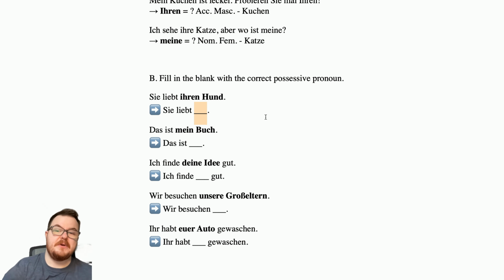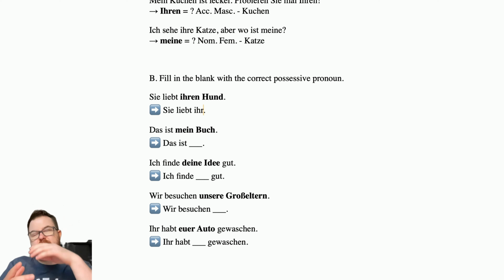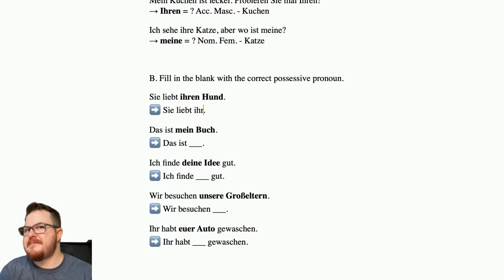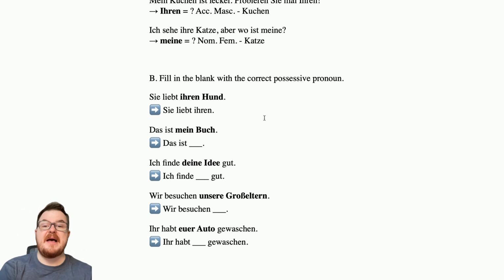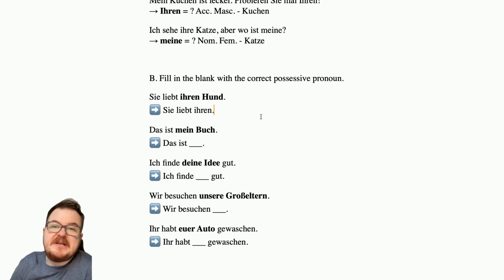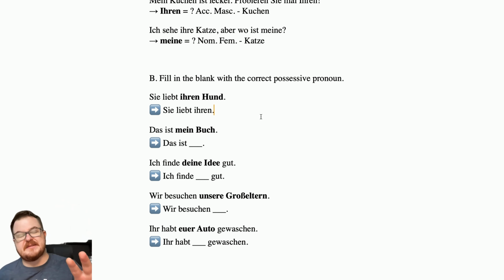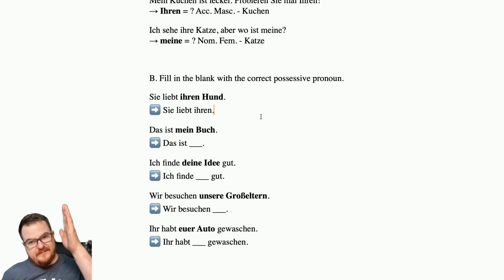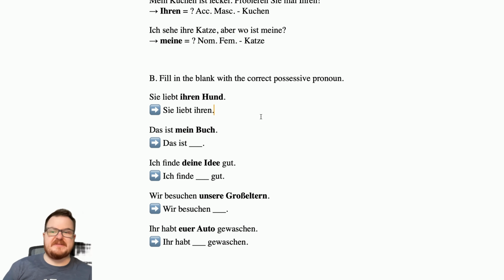So sie liebt. So what would I do? I would think, well, what is the base? The base word that I'm looking for is ihr, and then it's dog. Dog is masculine, and in this sentence, it's going to be in the accusative. So I know the masculine accusative ending is en, and that's it. Sie liebt ihren. She loves hers. That's it. That's all we're doing. So we're looking at the sentence above, looking at the case and the gender of the word, and filling in the blanks with the correct possessive pronoun.